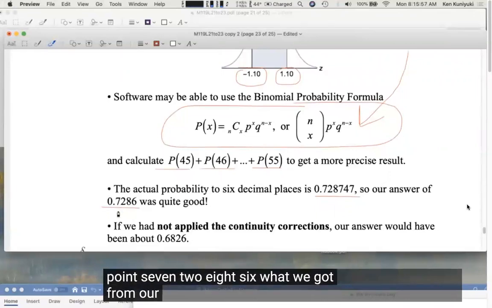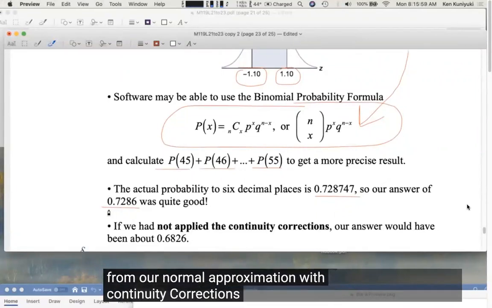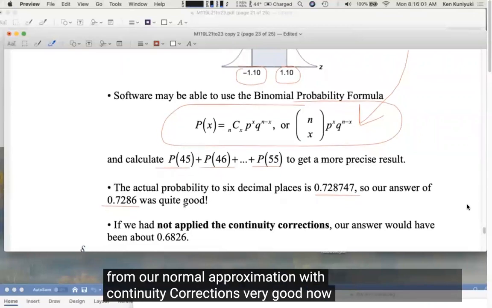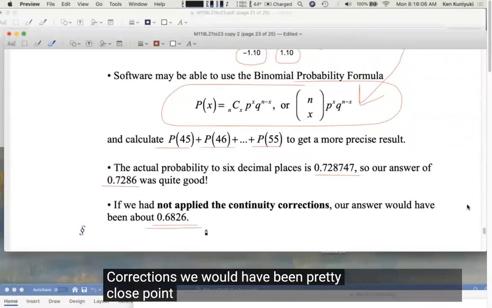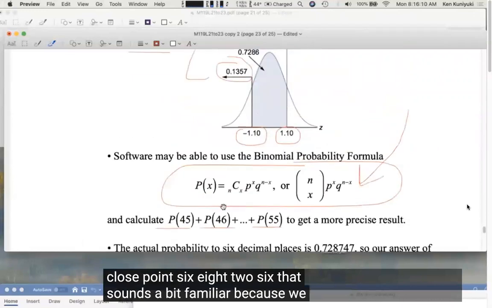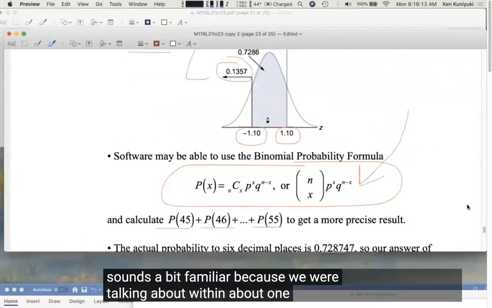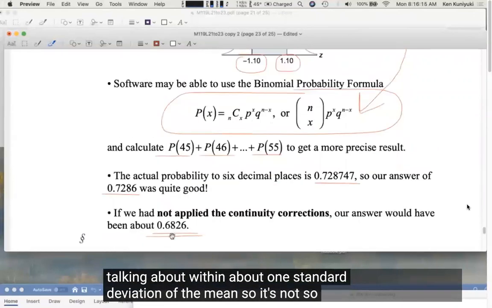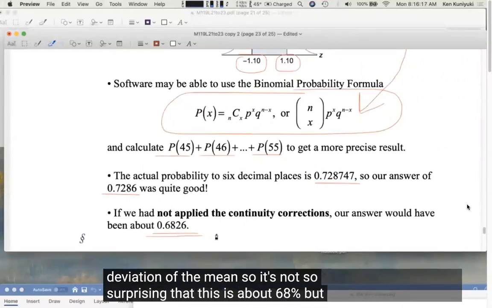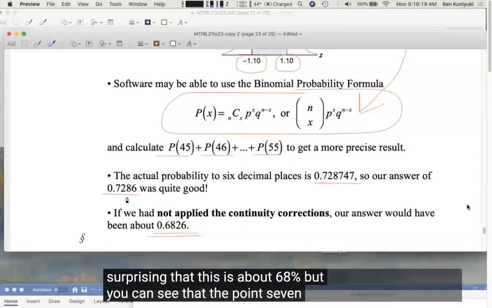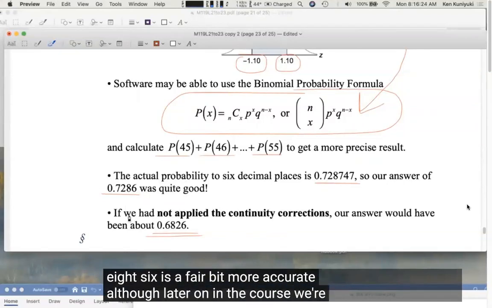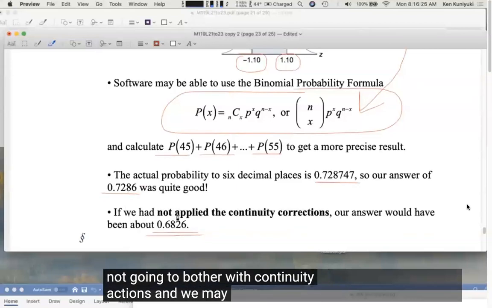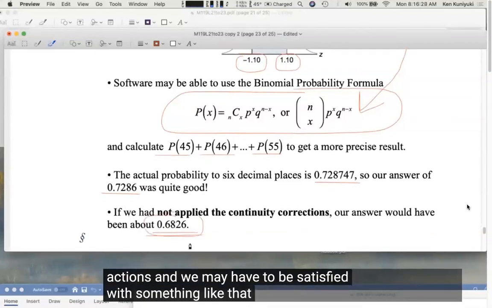0.7286, what we got from our normal approximation with continuity corrections, very good. Now, if we had not applied the continuity corrections, we would have been pretty close, 0.6826. That sounds a bit familiar because we were talking about within about 1 standard deviation of the mean. So it's not so surprising that this is about 68%. But you can see that the 0.7286 is a fair bit more accurate. Although later on in the course, we're not going to bother with continuity corrections, and we may have to be satisfied with something like that.